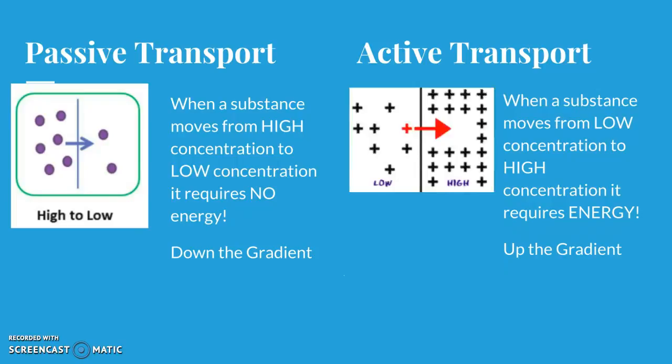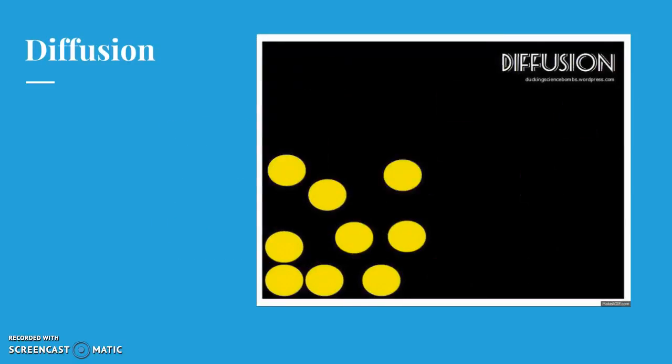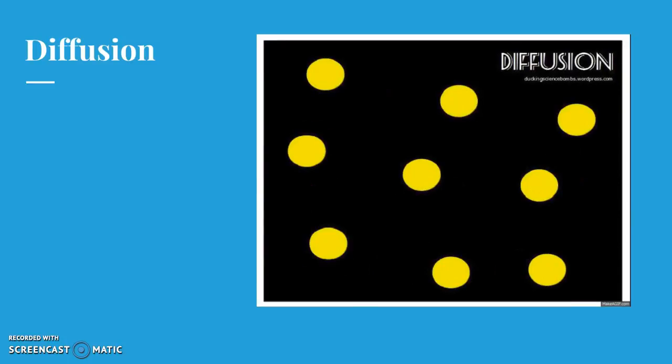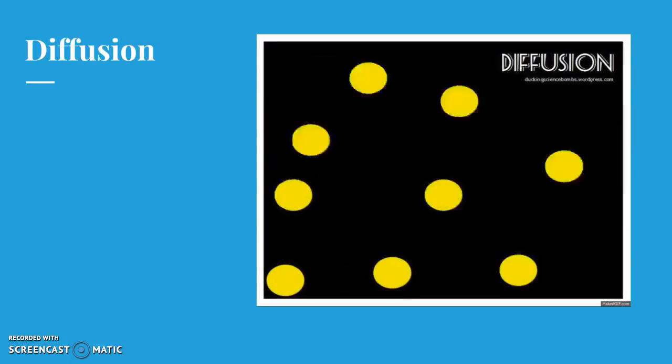And so you can see here in the diagram, we're looking at the solutions and we're going from high to low for passive, and for active, we're going from low to high. And that is the number one thing you need to remember. Now, let's talk about passive transport. There are three different types of passive transport. And the first one is diffusion.